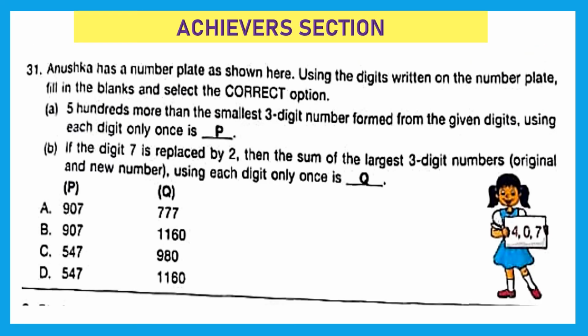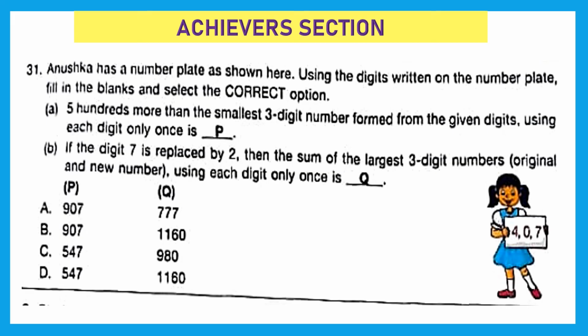Moving to the last section, that is Achievers section. It holds double marks for each question. Question 31. Anushka has a number plate as shown here. So she has 4, 0 and 7. Using the digits written on the number plate, fill in the blanks and select the correct option. A. 500 is more than the smallest 3-digit number formed from the given digits, using each digit only once is.